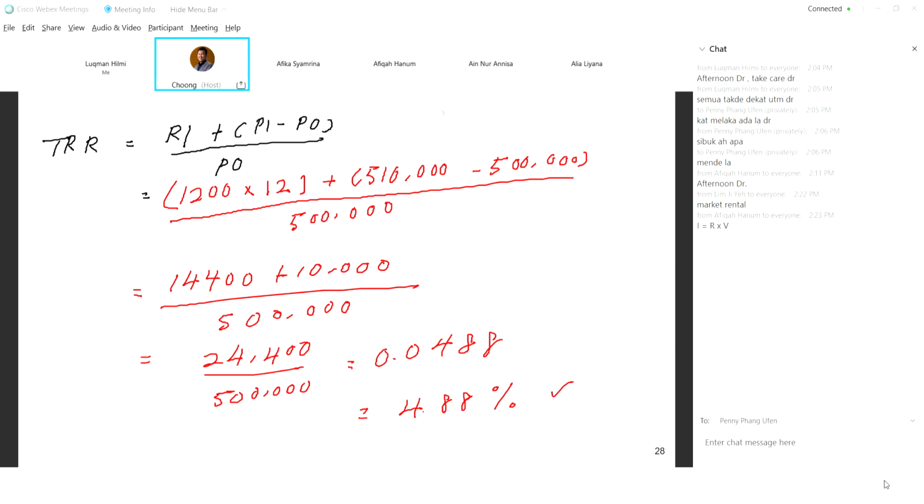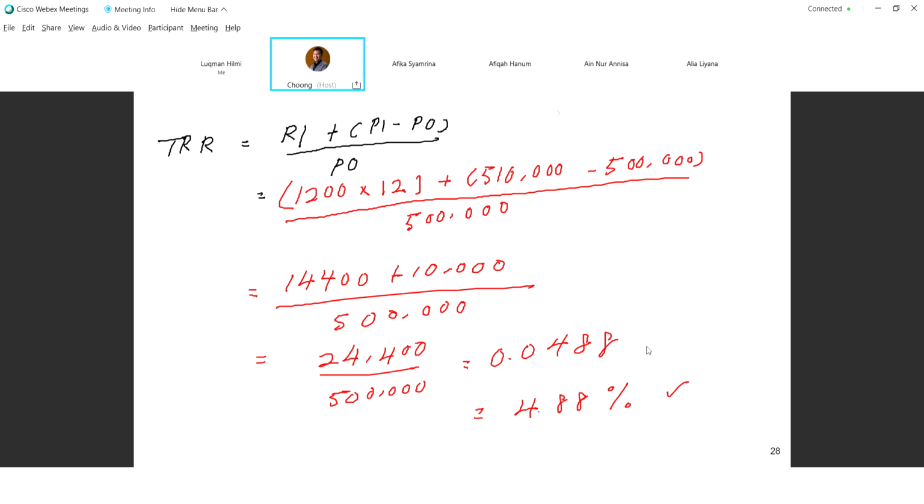Do you get a similar answer? Certainly, when it comes to the total rate of returns, the higher the rate of returns, the better for your project. So when you're helping your client to determine which project they should invest in, you have to look into which one is able to give you the highest TRR. So we go back to the first one.